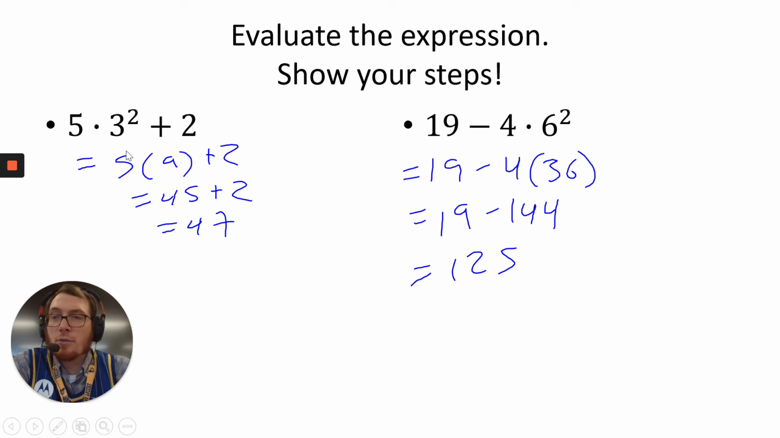The next one, I should do 3 squared first because exponents are first in the order of operations compared to multiplication and addition. That's 9. 9 times the 5 is 45, and then plus the 2, and that's 47.